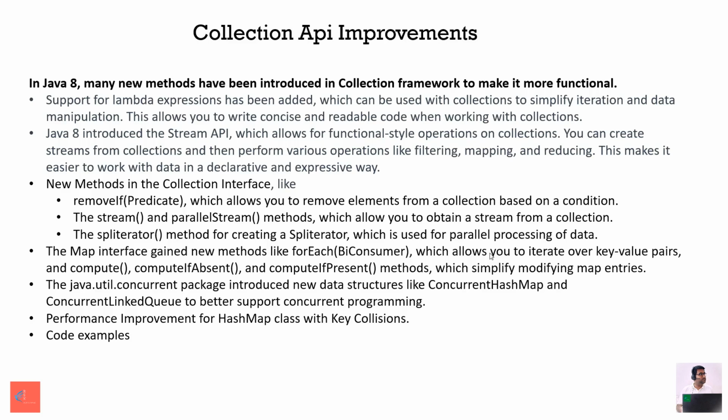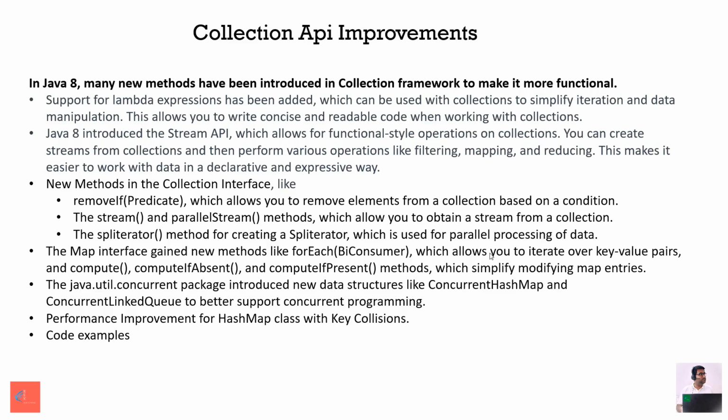Java 8 introduced the Stream API, which allows for functional style operations on collections. We can create streams from collections and perform operations like filter, map, reduce. It makes it easier to work with data in a declarative and expressive way.